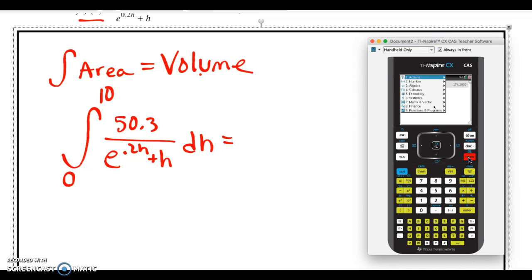So menu, calculus, integral from 0 to 10 of a fraction, 50.3 over e to the 0.2h plus h, dh.